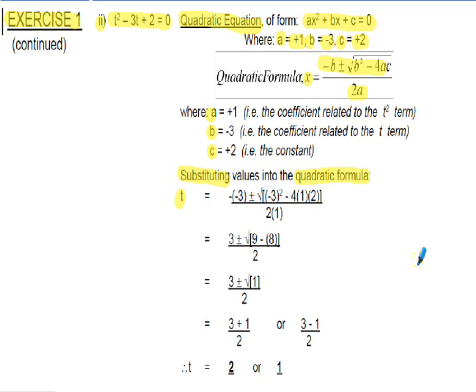So the equation states it's negative b plus or minus the square root of b squared minus 4ac, all divided by 2a. So that's negative negative 3 plus or minus the square root of negative 3 squared minus 4 multiplied by 1 multiplied by 2, all divided by 2 times 1. I'll let you follow the numerical workings here, and you should eventually find that the value of t is 2 or 1. I've solved this using the quadratic formula. You could solve this using the factorization method.